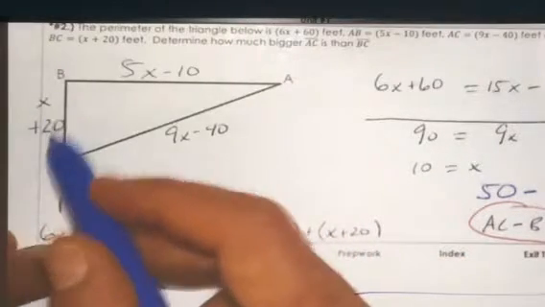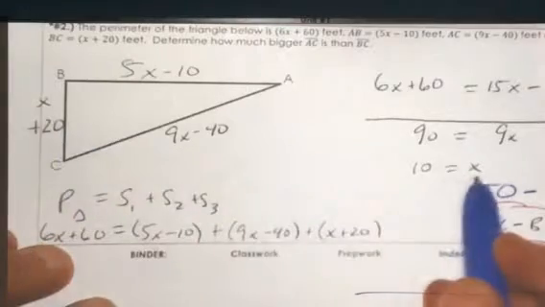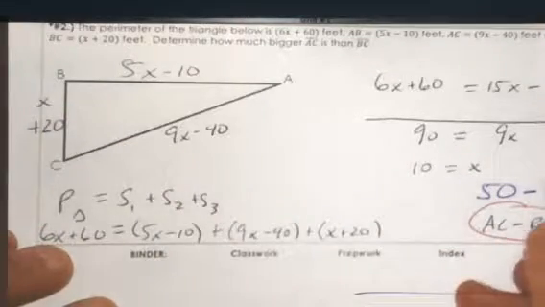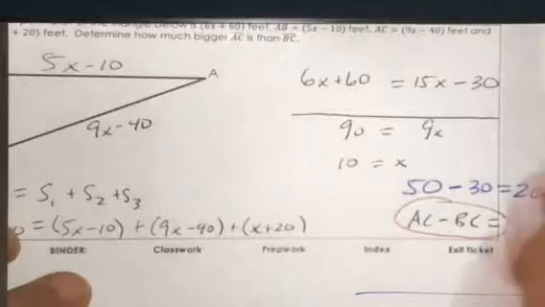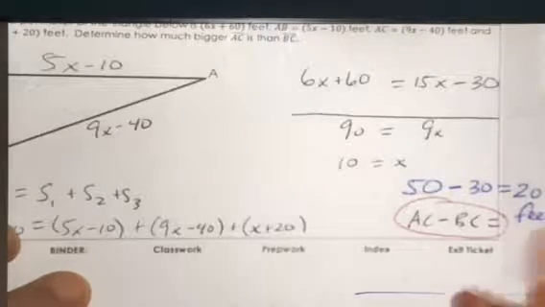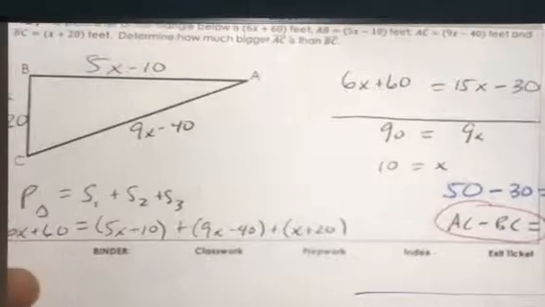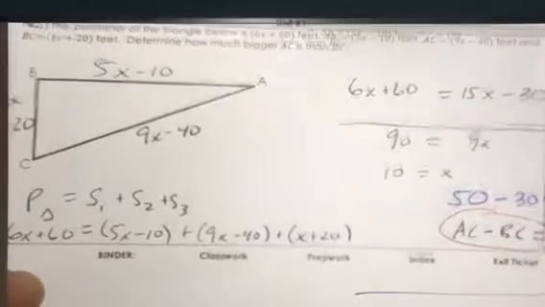BC is x plus 20. X is 10, so 10 plus 20 is 30. So my answer is 50 minus 30 feet is 20. And remember, these are feet. And there you've just done it. Great job.